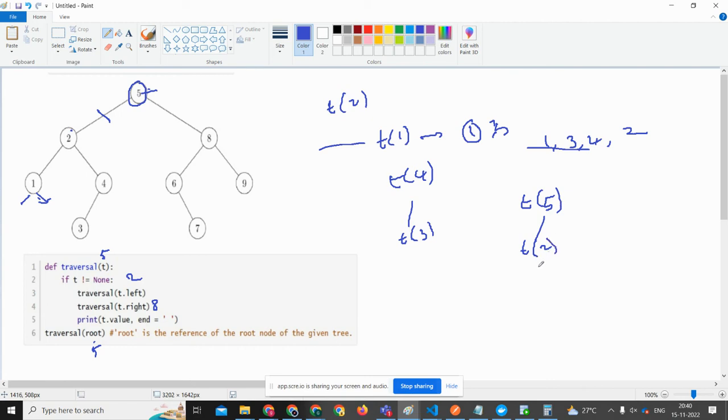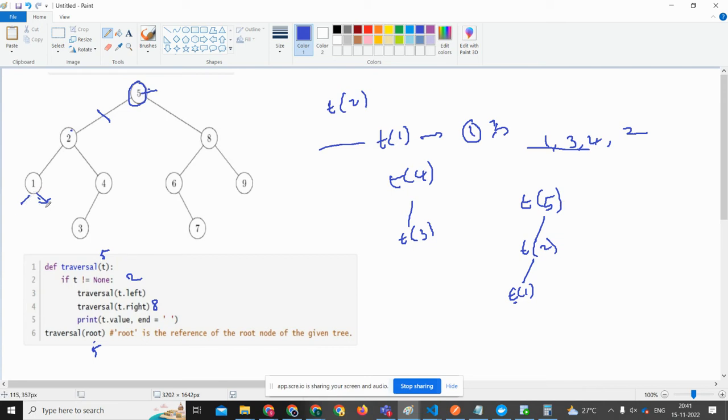Now we are calling t of 2, right? Then 2 is not none, so we go inside the if. So you go to the left of 2, correct? Then it's 1. T of 1 is not none. So you go to the left of 1. Left of 1 is what?